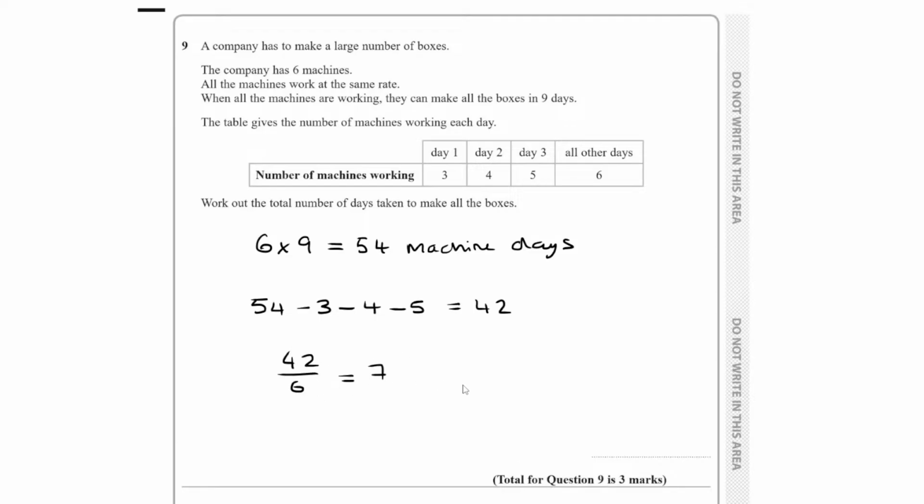Now, the answer isn't just 7, don't forget though, because yes, it's 7 days as in afterwards, but we have had the first 3 days, haven't we? So don't forget that it is 7 plus 3. So 10 days in total, actually. That's how many days it would take. But I found that was quite a tricky one out of this type of topic.